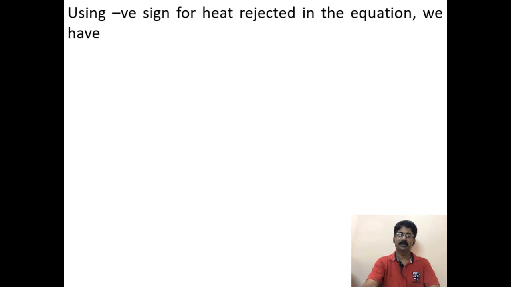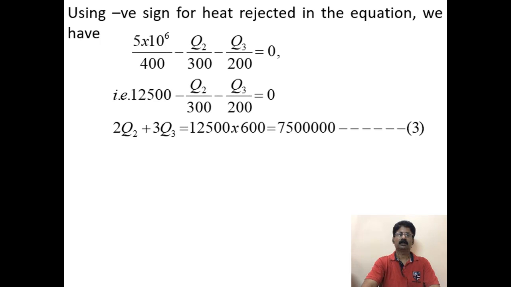So you have to consider the engine as the system. Whatever the engine absorbs is positive, and what the engine rejects is negative. Now substitute in joules. It is 5 into 10 to the power 6, mega is 10 to the power 6 here. So Q1 by T1. Now the rest two are rejected, so that is minus and minus: Q2 by T2 and Q3 by T3. The 300 and 200 are T2 and T3 respectively.